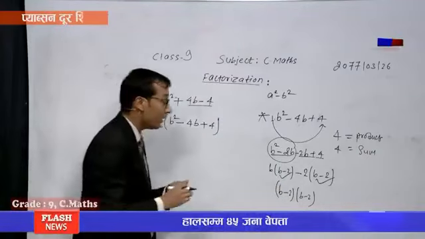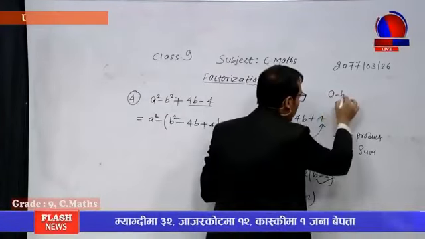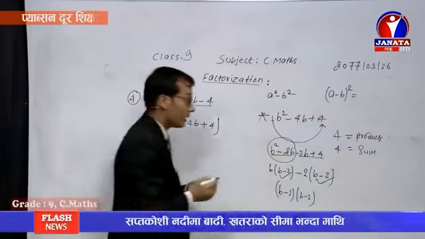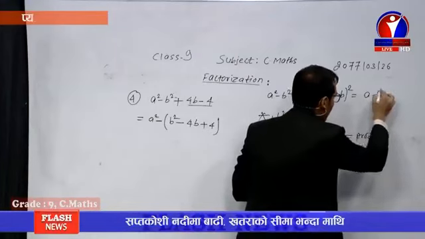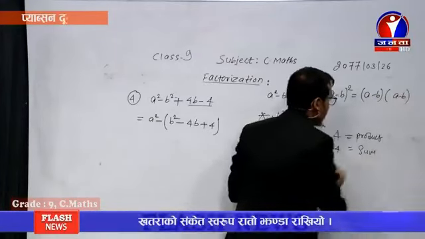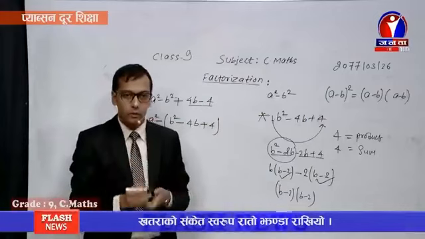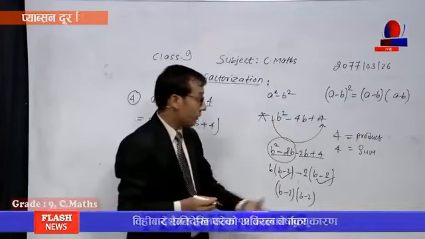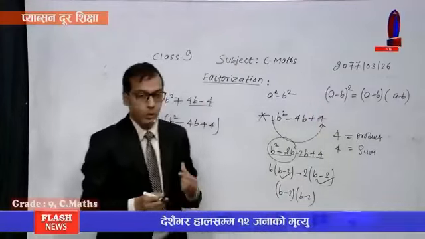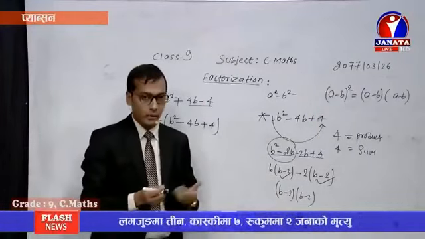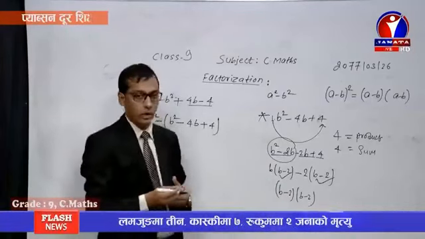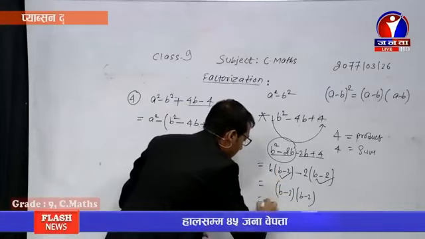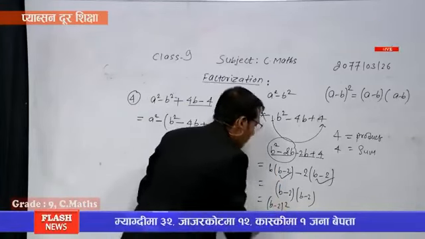Because I have explained what are the factors of a minus b whole square. What are the factors of this? Factors of a minus b whole square are a minus b times a minus b. So if we multiply these two factors, obviously we will obtain the original expression, a minus b whole square. This is the perfect square. So b minus 2 times b minus 2, this is b minus 2 whole square.